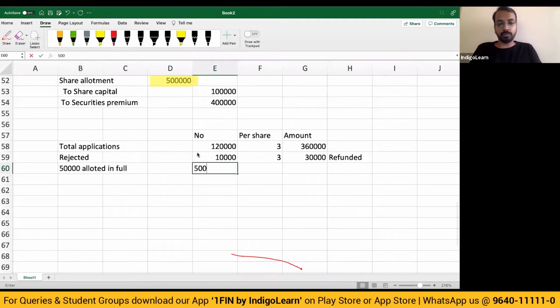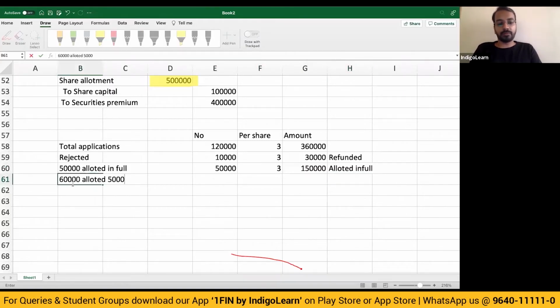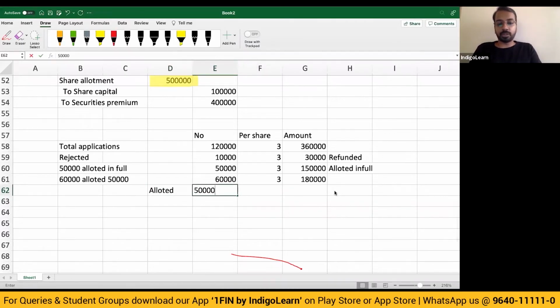So 50,000 per share 3 allotted in full. Then 60,000 allotted 50,000. So we got 60,000 shares. Applications per share is 3. Total amount is 1,80,000. Out of this 1,80,000, allotted 50,000. That is 1,50,000, and balance 10,000 will be refunded.